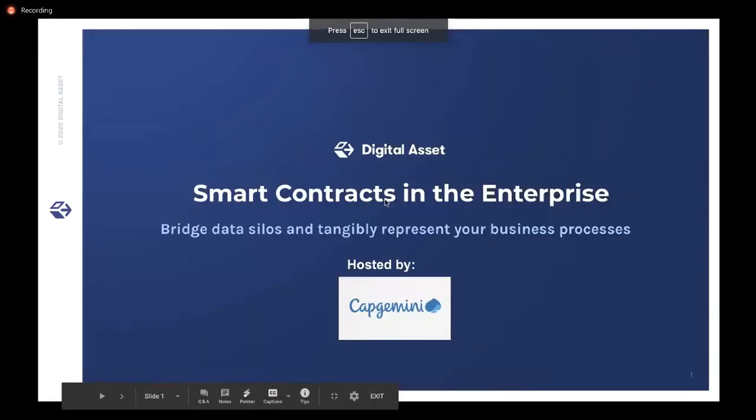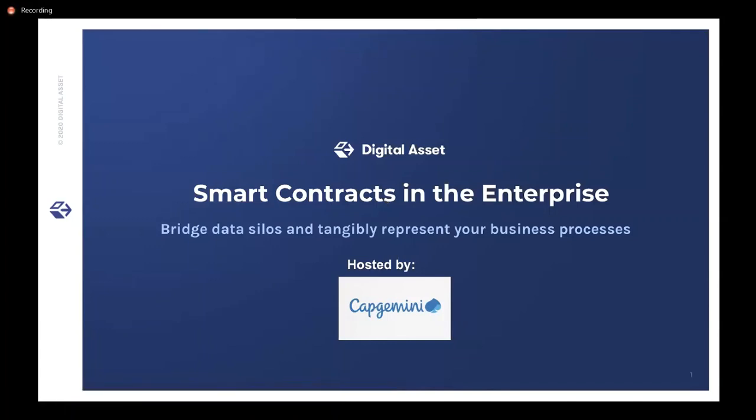Okay, so what we are going to be talking about, like I said before, is to bridge silos within the enterprise and tangibly represent your business processes. And we're going to see how you can use smart contracts to do it.